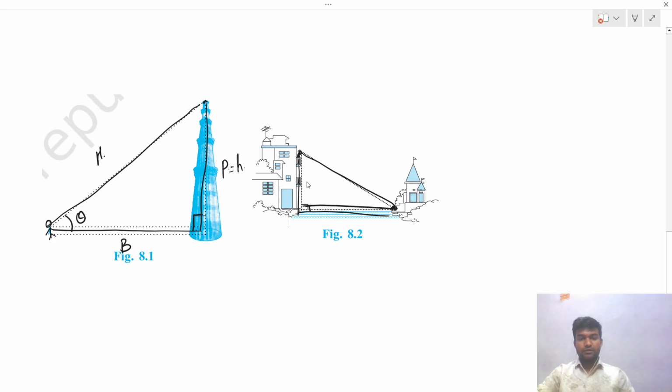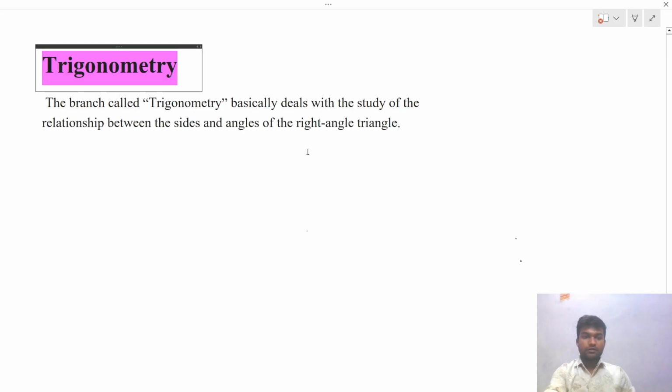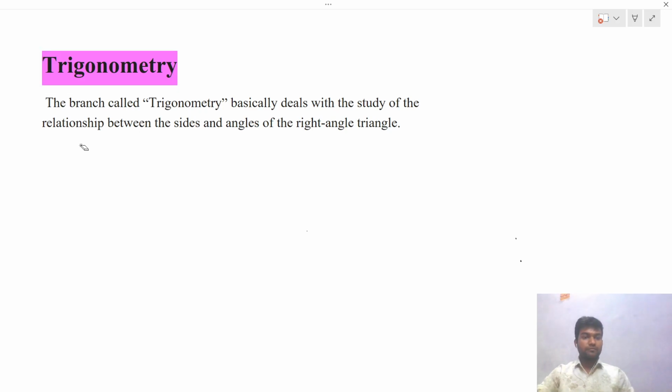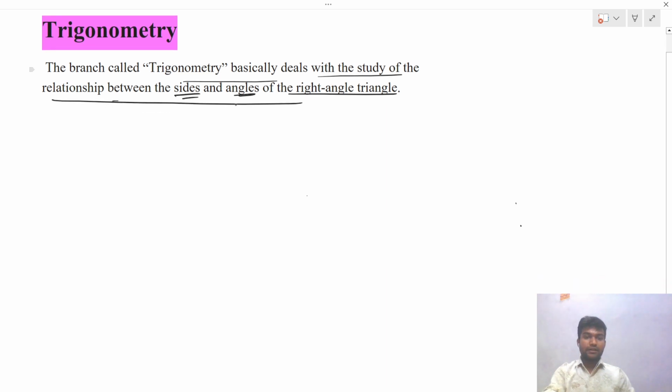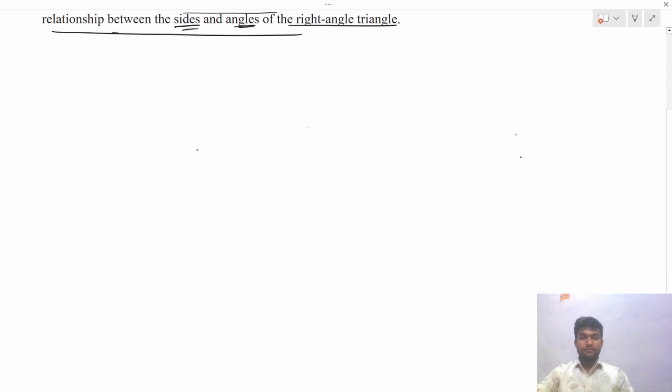Okay students, this book has the definition. You can see trigonometry basically deals with the study of the relationship between sides and angles of a right angle triangle, as we previously discussed about the right angle triangle. So what about the right angle triangle? We will see the detail here.